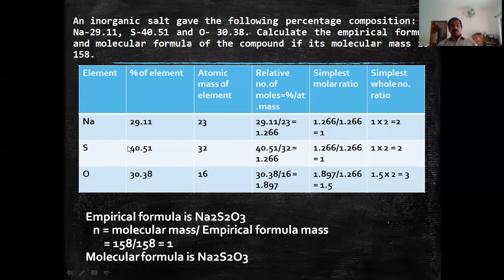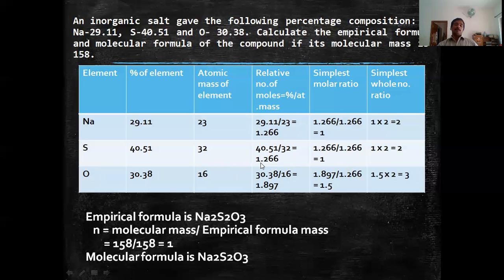Then second, sulfur 40.51 is the percentage. Atomic mass 32. Relative number of moles 40.51 divided by 32 equal to 1.266. Next, oxygen percentage 30.38, atomic mass 16. Relative number of moles 30.38 divided by 16 is equal to 1.897. Now you check which is the smallest relative number of moles.